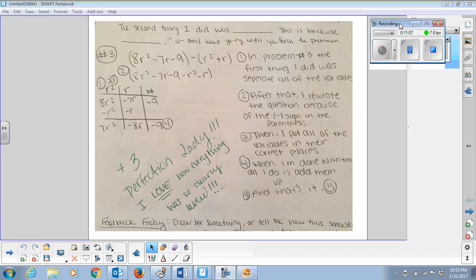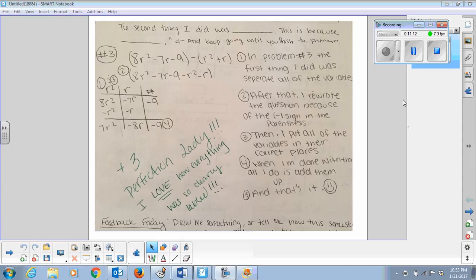Looking at the back, this is where I wanted you to explain one problem. And I pretty much gave you full credit if you tried and I could follow your steps. But I want us to get moving towards this. So as an example, this person did number 3. So this was 8r squared minus 7r minus 9 minus r squared plus r. So the first thing I like is I do appreciate that they included what the problem actually was. And then they walked me through step by step what they did.